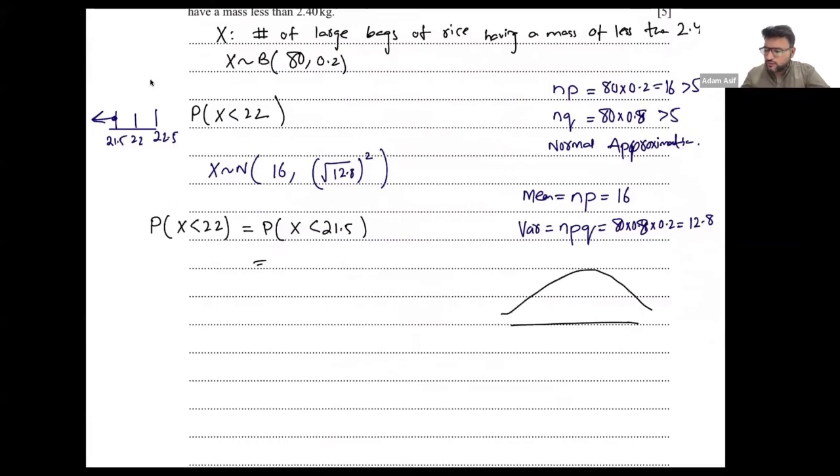So if I draw the bell curve, the mean is 16. I want to find the probability that it's going to be less than 21.5. So find the Z value. 21.5 minus 16 divided by sigma, that is square root of 12.8. What's the Z score? Find me the Z score, please.